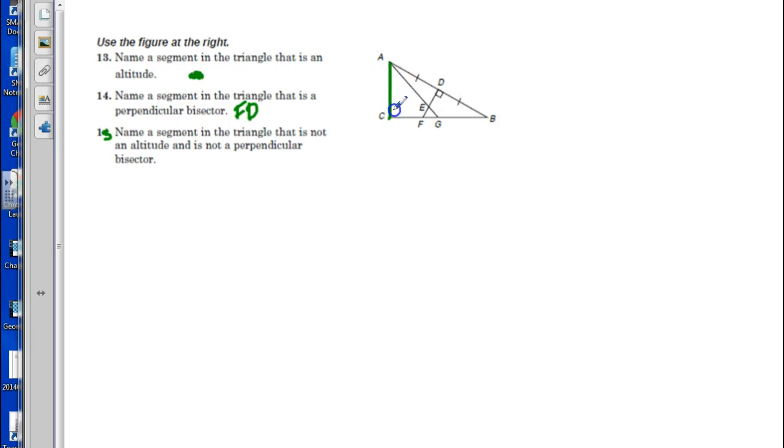AC could possibly be an altitude if this is a right angle, or BC could possibly be an altitude. This is not an altitude. It is coming from A and heading to that opposite side, but it is not perpendicular. All right, so AG would be not an altitude and not a perpendicular bisector. If they would mark AC, then we could put AC here, or we could put BC, but I don't see that it's marked, so I don't see that that has a good answer there. So I'm going to go with nothing on that one.